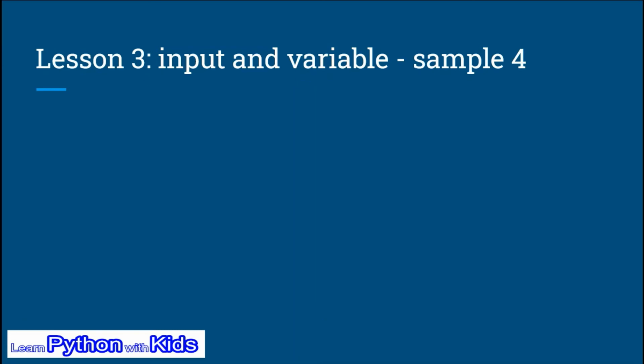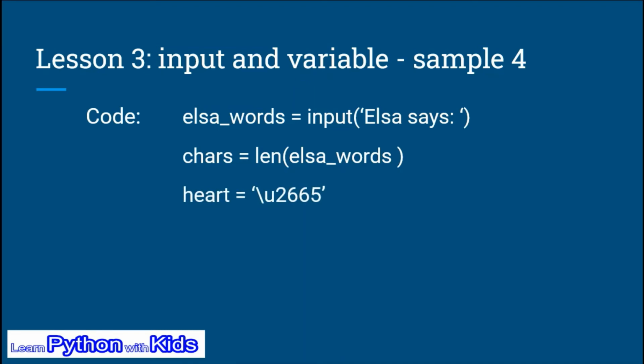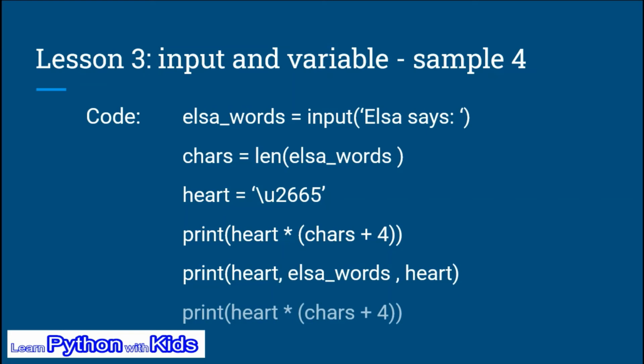Let's help Elsa make the program. First, we need to use the input function to get the words from Elsa. Then we use the len function to get how many characters there are in total, so we can decide how many heart shapes to print. Then we define a variable heart as the heart shape character. With these 3 variables, we are ready to print Elsa's words with surrounding hearts. Let's try it out.